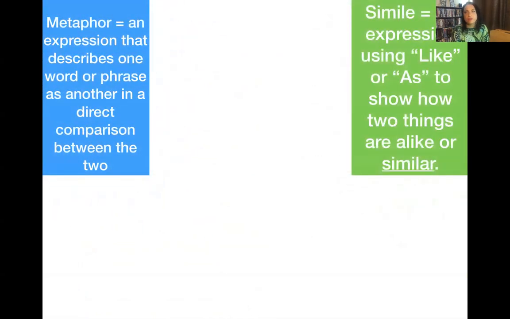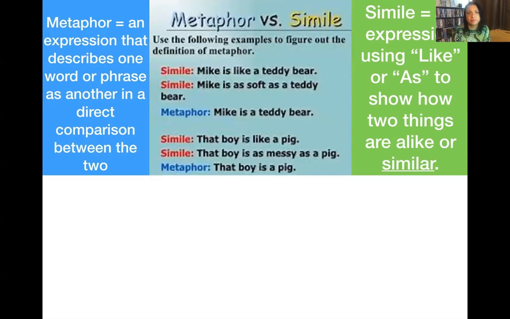Okay, so the difference, like we talked about: a metaphor is an expression that describes one word or phrase with a direct comparison between the two. So it is noun is noun, okay? A simile is an expression with like or as, comparing two similar things. So the simile: Mike is a teddy bear, or Mike is as soft as a teddy bear. But when you say Mike is a teddy bear, metaphor. The boy is like a pig. He is messy as a pig. The boy is a pig.